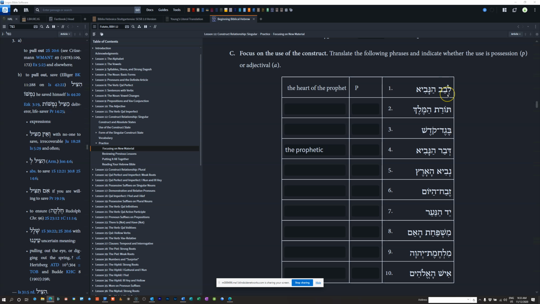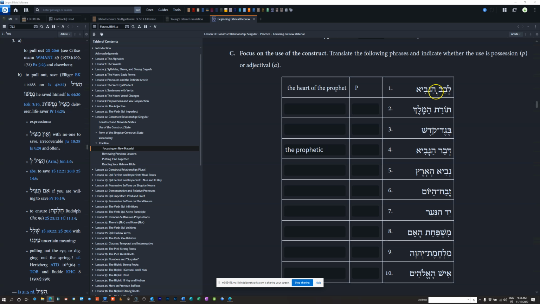This is in the construct. Remember, a construct noun will never have a definite article. So you can't tell whether or not the construct noun is definite just by looking at the construct noun. The definiteness of the construct noun is determined by the definiteness of its absolute. And so when we go to the absolute noun, it is definite. Therefore, we're going to translate lavav as definite, even though it doesn't have the article here. Remember, a construct noun cannot have the definite article. So you can't determine its definiteness based on the lack of article, because it'll never have the article.